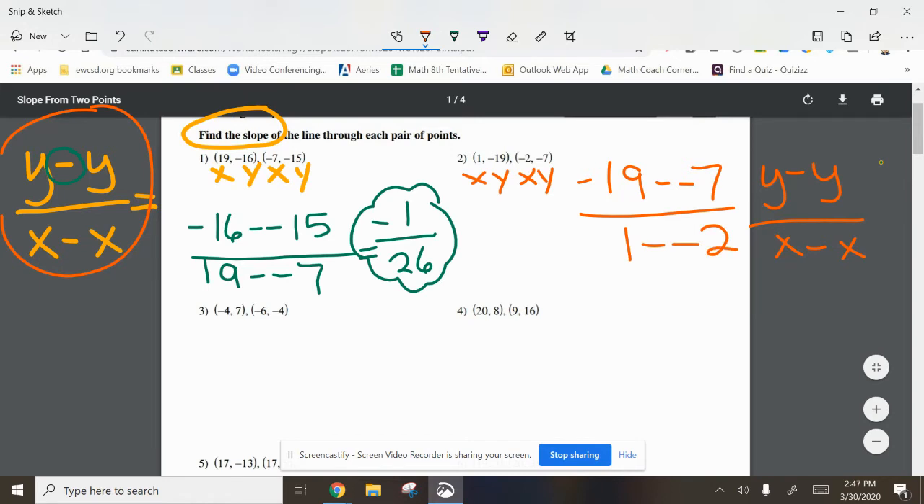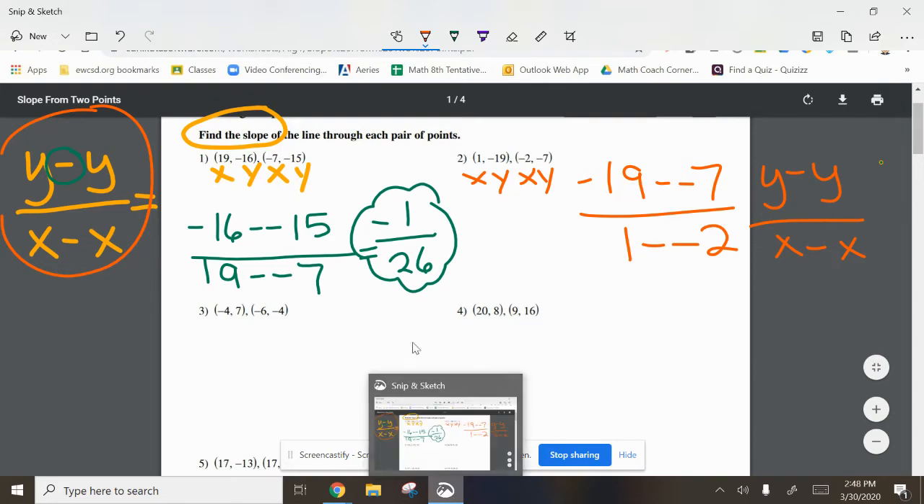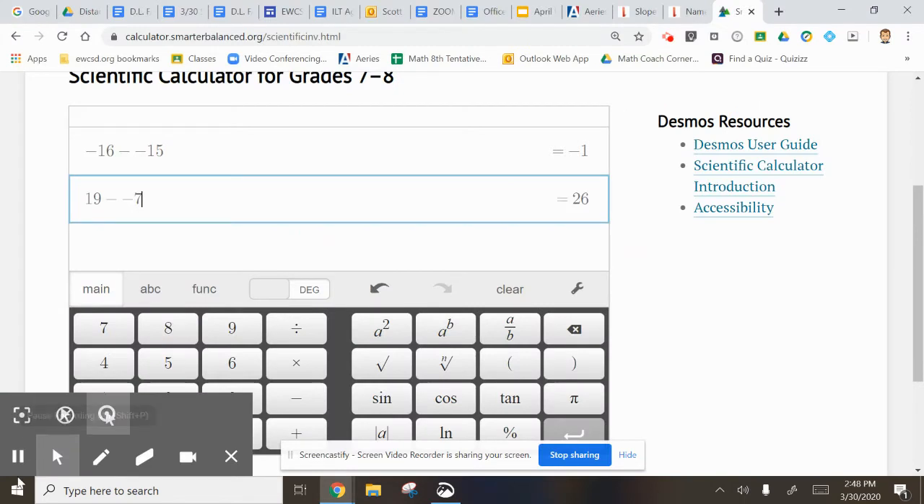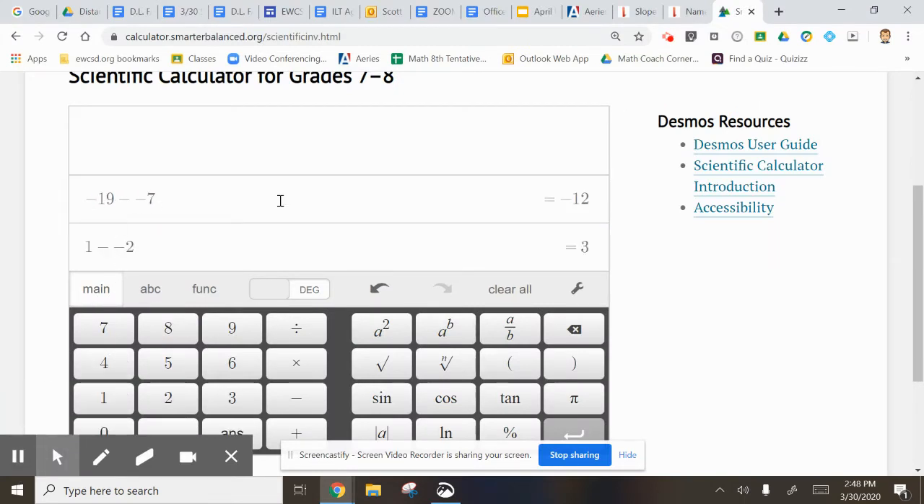All right, this is all on you guys now. You guys got to take control of this. I can do as best I can to do videos for you, but I really want you to start taking control of your own understanding. And as I put both of these in, negative 19 minus a negative 7, I get negative 12. And then 1 minus negative 2, I get positive 3. Okay, negative 12 over 3.